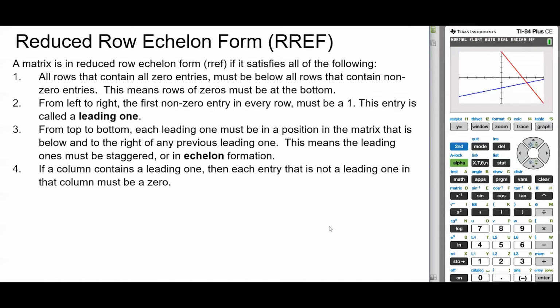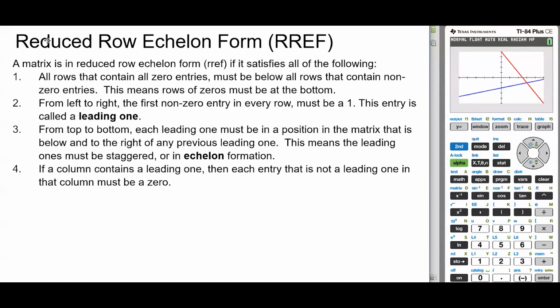And fourth, if a column contains a leading 1, then each entry in that column that's not the leading 1 must be a 0. So this is the elimination part that we talked about in Gaussian elimination, where we have to eliminate those entries in the columns. We have to make them zeros. So if you have a leading 1 in a column, then you've got to use that leading 1 to eliminate all the other entries in that column.